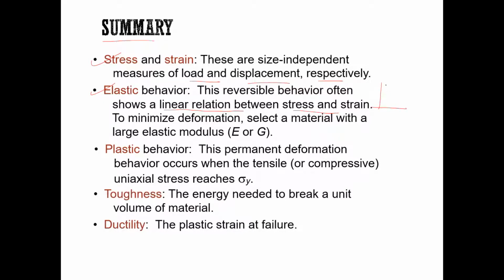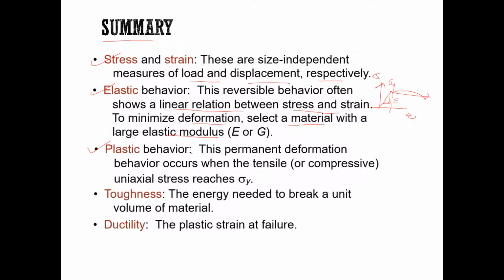This is stress and strain. The linear region refers to the elastic behavior. Once it exceeds the yield strength, we have some plastic deformation. To minimize deformation, select a material with a large elastic modulus, which is the E value here. We also learned about plastic behavior, which is after the yield strength. So this is the plastic deformation.